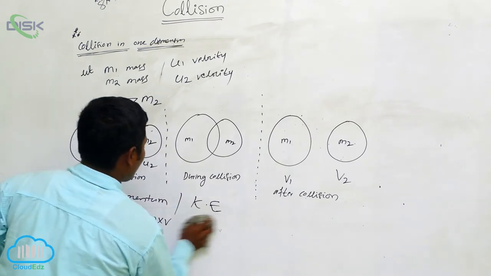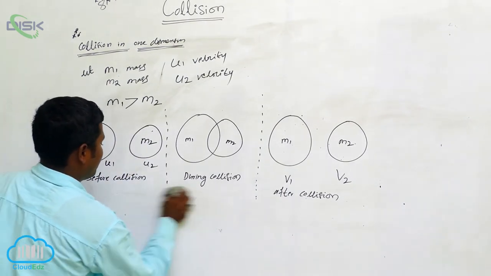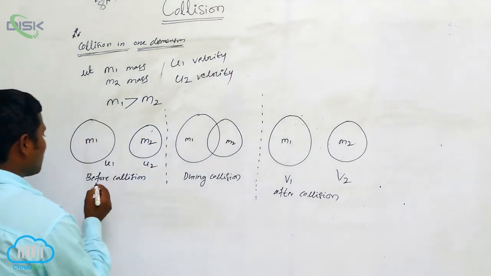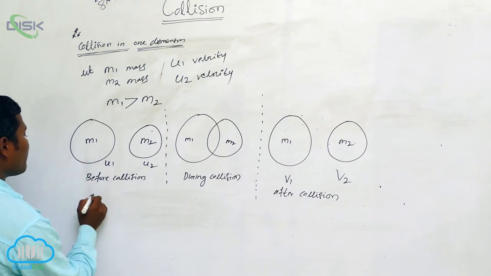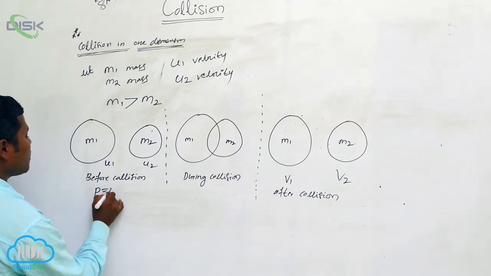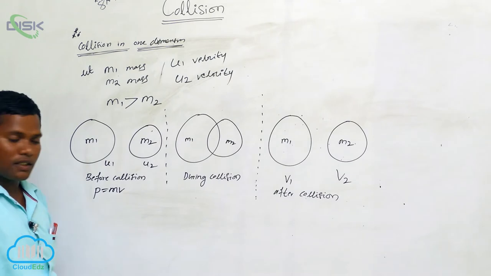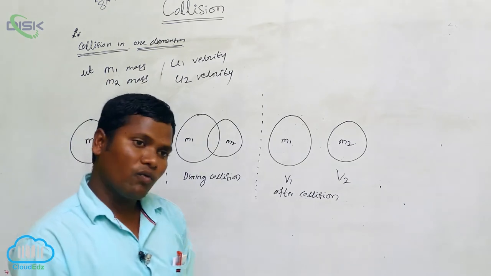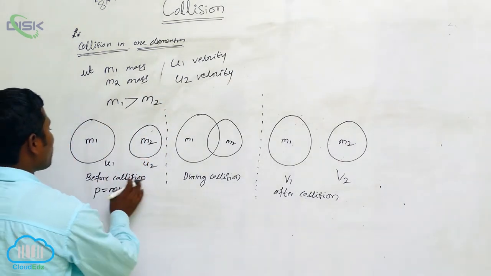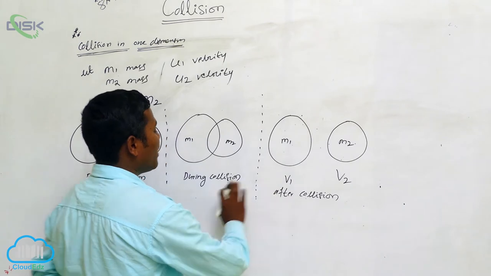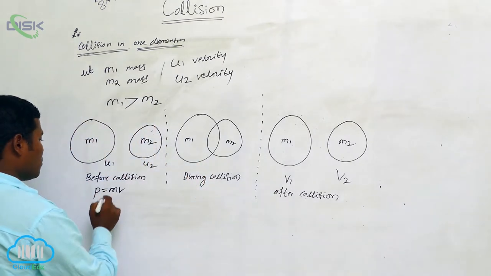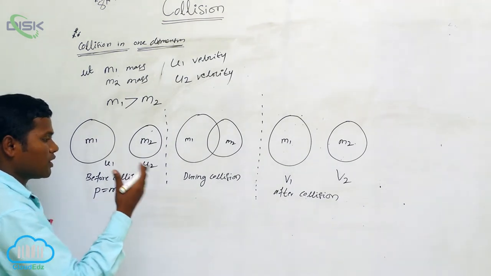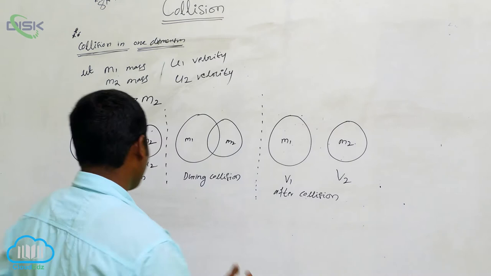So now what am I applying? The law of conservation of momentum. What is that? See what I said, momentum formula: P is equal to mv. Here v means velocity, that may be initial velocity, that may be final velocity. So what happened here? Before collision and after collision, their momentum is changing. So before collision momentum, next after collision momentum.